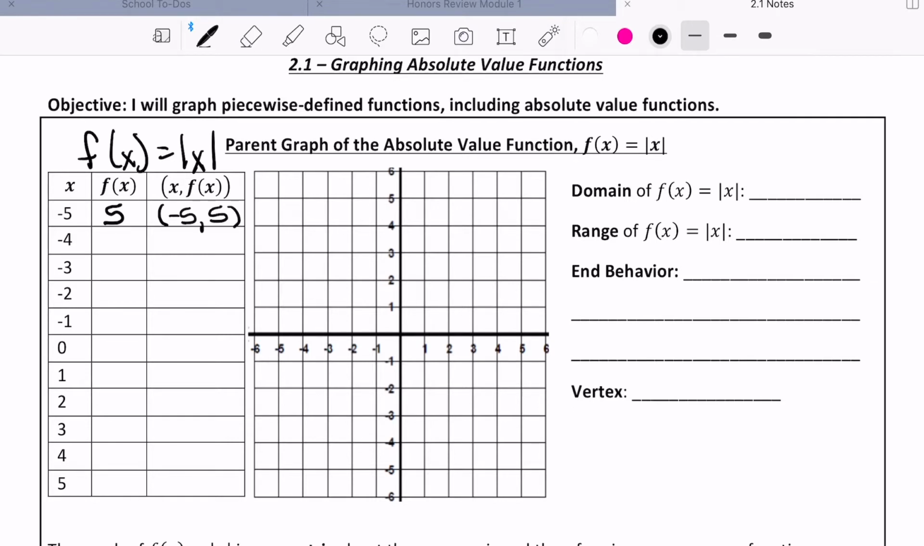Okay, then we substitute -4. Absolute value of -4 is +4. So our point is at -4, 4. Okay, so go ahead and fill this table in, and then we will continue by graphing.